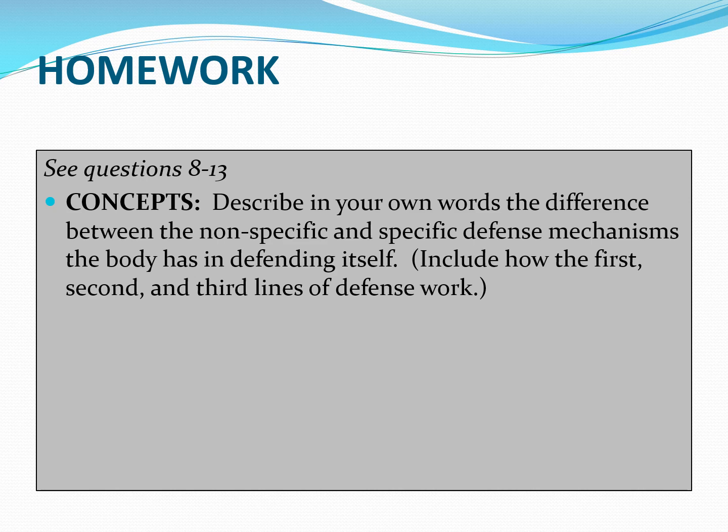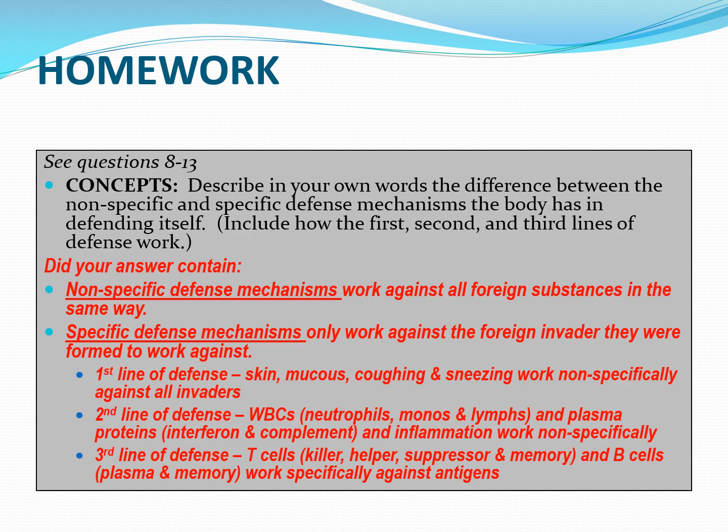Okay, so here is that question that's in your review guide in your black binder. Because as I always say, guys, we want to be able to learn and absorb this stuff, and to be able to then speak intelligently about it in our own words. Describe in your own words the difference between the non-specific and specific defense mechanisms the body has in defending itself. Include how the first, second, and third lines of defense work. You want to make sure your answer contains that non-specific defense mechanisms work against all foreign substances in the same way. Specific defense mechanisms only work against the foreign invader they were formed to work against.